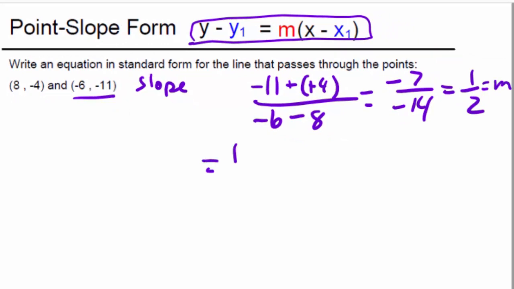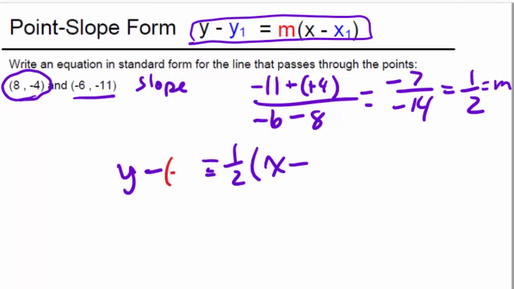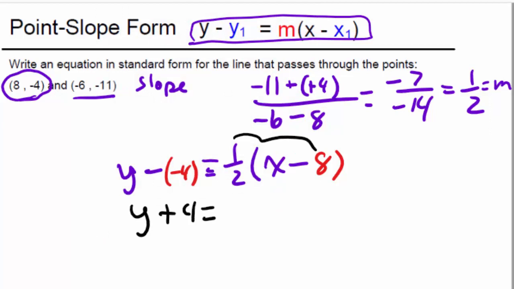I'm going to drop that into the formula in place of m, so 1/2 is there, x minus, y minus. Now I got to choose which point I want to use. Well, I like to use the points that are closer together or smaller, which would be this one, 8 and negative 4. So the y value there is negative 4. So minus a negative 4, and then minus 8 on the inside, and then distribute here. So the left-hand side, I'm going to simplify a little bit. Minus a negative 4 is really plus 4. And then a 1/2 times x is 1/2 x. And then 1/2 times negative 8 is negative 4.